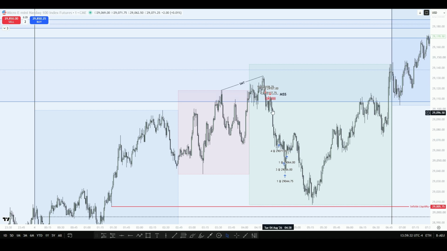Okay, and then it fails again. Once it fails the second time, see this one here, you can say this one also goes with speed, takes liquidity, and then drops with speed, but it doesn't reach the new day opening gap.